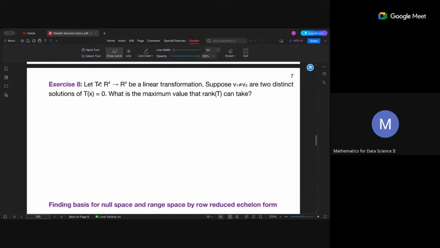All right. Let T from R4 to R4 be a linear transformation. Suppose V1 and V2 are two distinct solutions of Tx equal to 0. What is the maximum value that the rank of T can take?